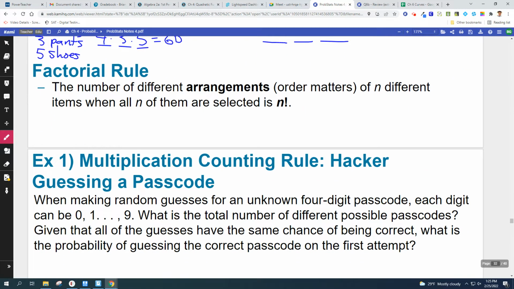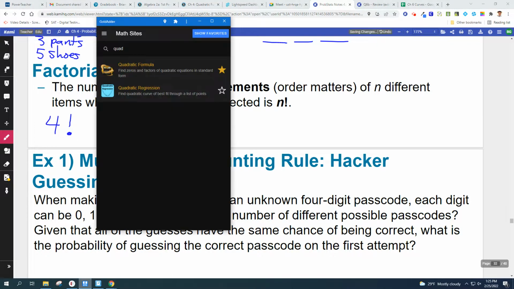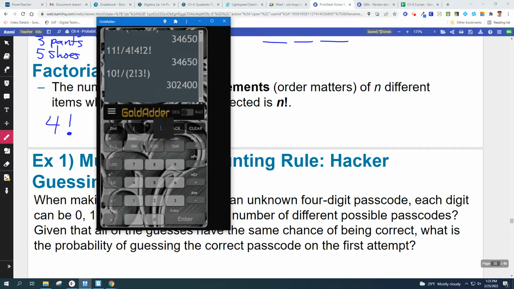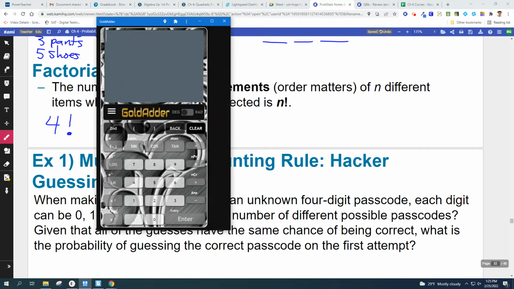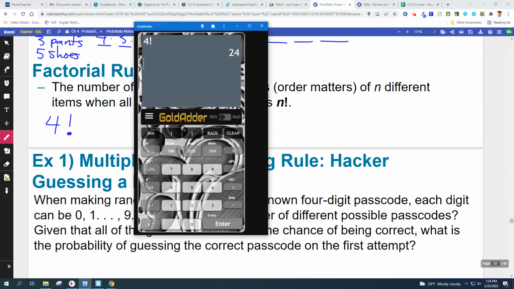Factorial rule. The number of different arrangements, order matters, of n different items when all n of them are selected is n factorial. So if I did like 4 factorial, you should find where it is on your calculator. It's the exclamation point button. Mine is over here. 4 factorial. Find yours on your calculator.